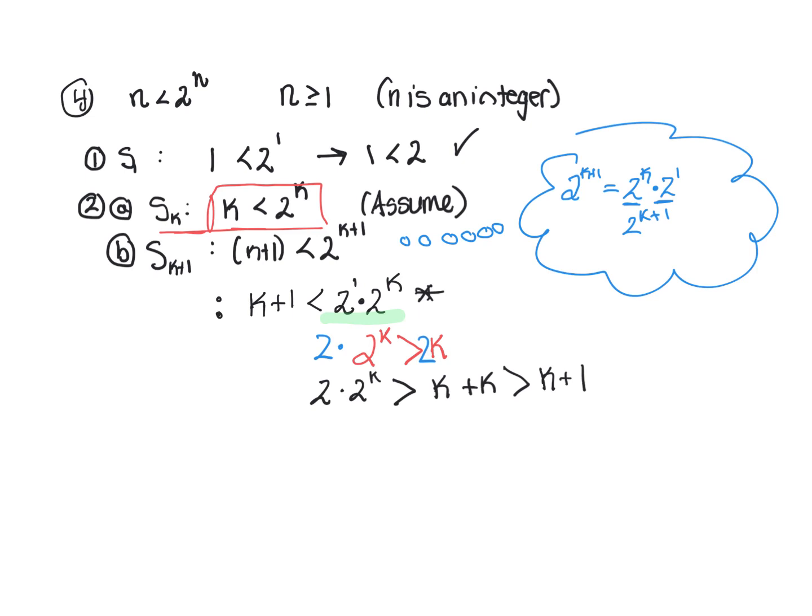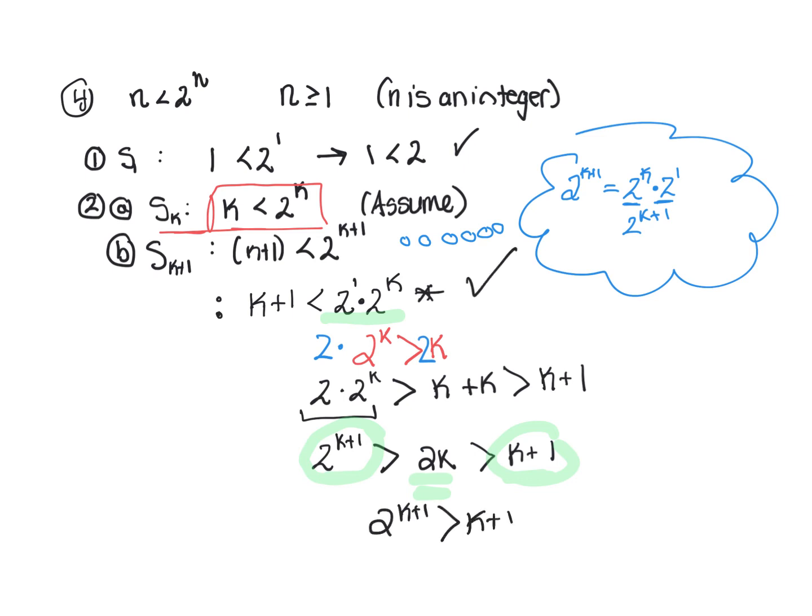So now we can go back and rewrite this. This right here is 2 to the k plus 1. That's bigger than 2k, which is bigger than k plus 1. And what I really don't need is this middle term. If this is bigger than this, and this is bigger than this, then the two I need are this and this. So what I can now say is that I proved that 2 to the k plus 1 is greater than k plus 1, which is what I was trying to prove right there, and I did it.